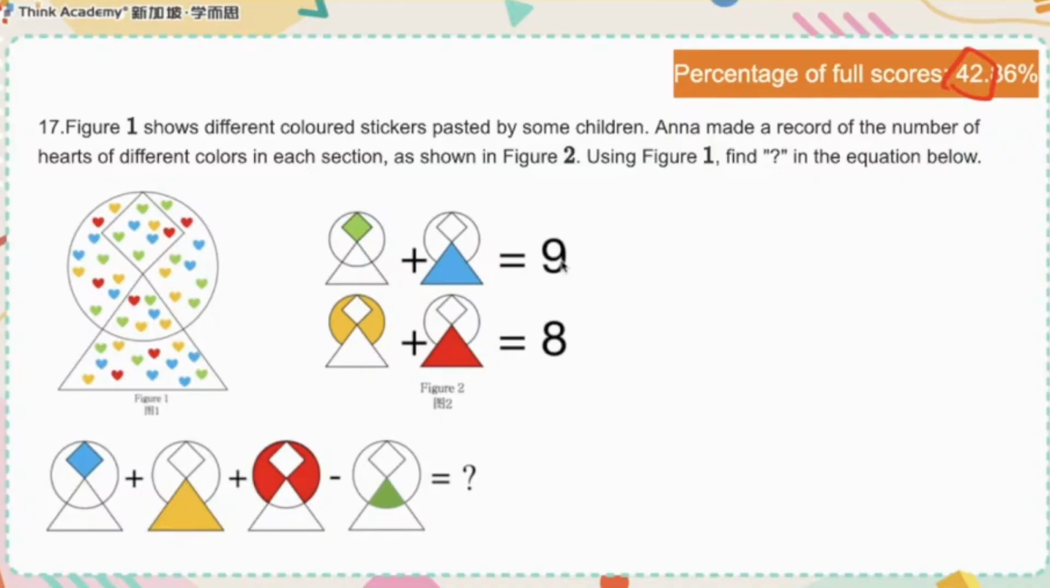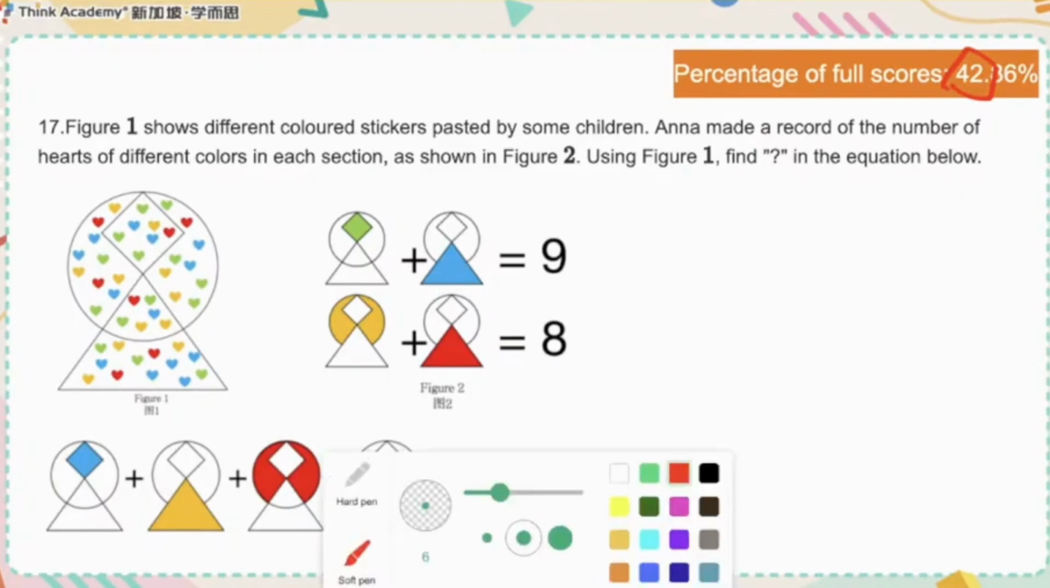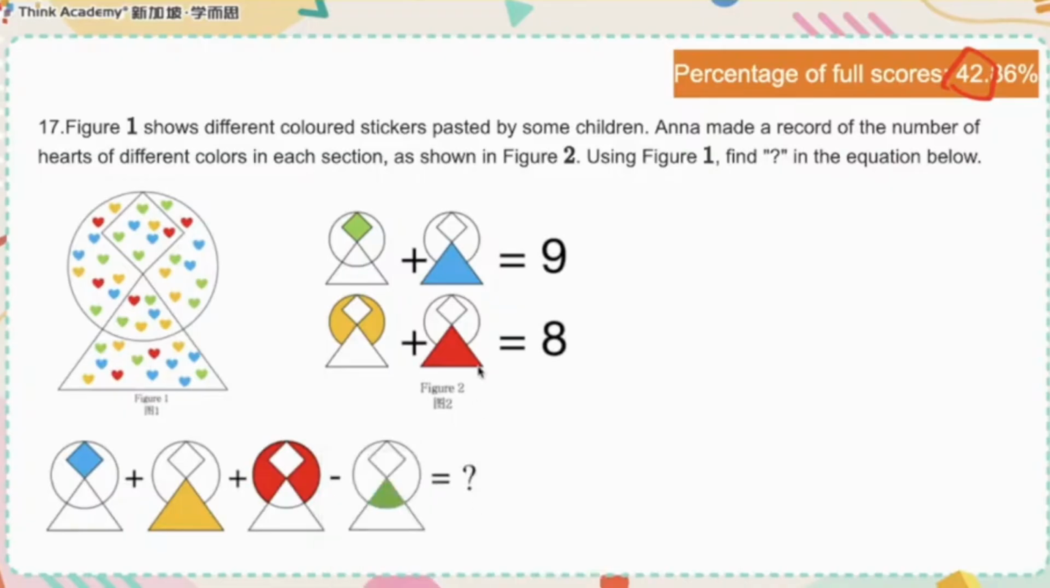So let's take a look. Figure 1 shows different color stickers pasted by some children. Anna made a record of the numbers of hearts of different colors in each section as shown in figure 2. Using figure 1, find the question mark in the equation below. Oh, the paragraph is so long, right? But no worries, everyone, let's take a look. We can see this is just like a special shape, right?